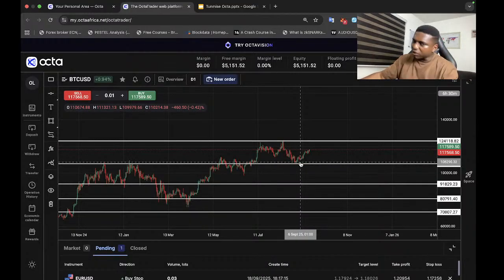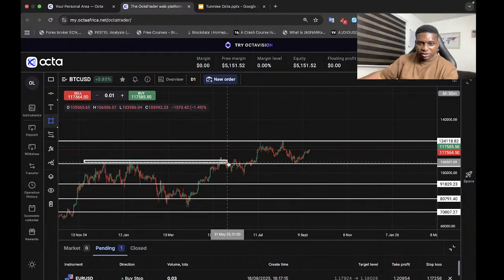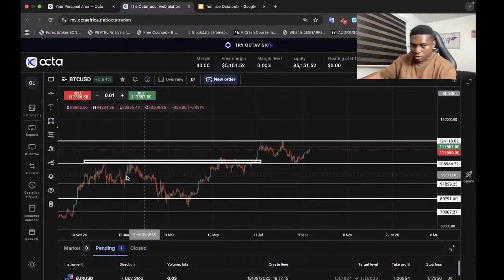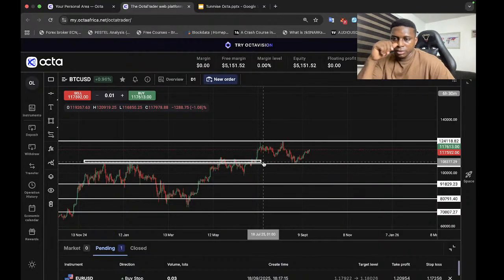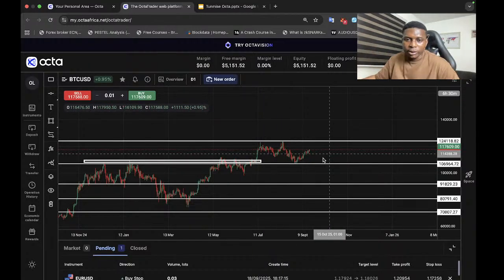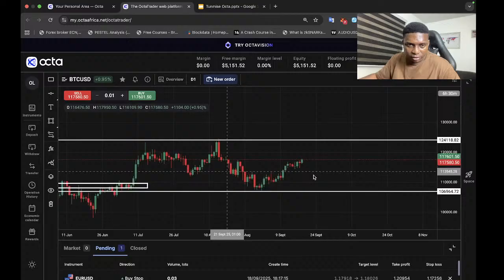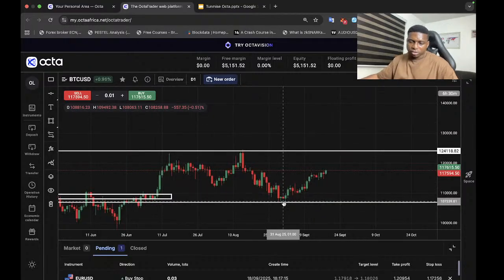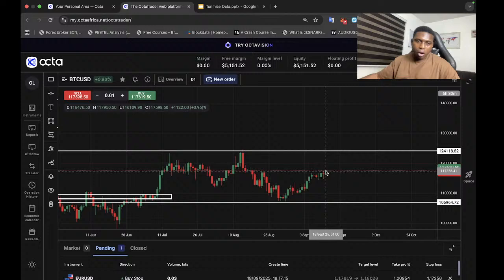was previously a solid resistance zone. You can see it. It was previously a very solid resistance zone at the 106 mark. And now the resistance zone has turned into support at this point. That's why you see when price came down, it bounced back upside.